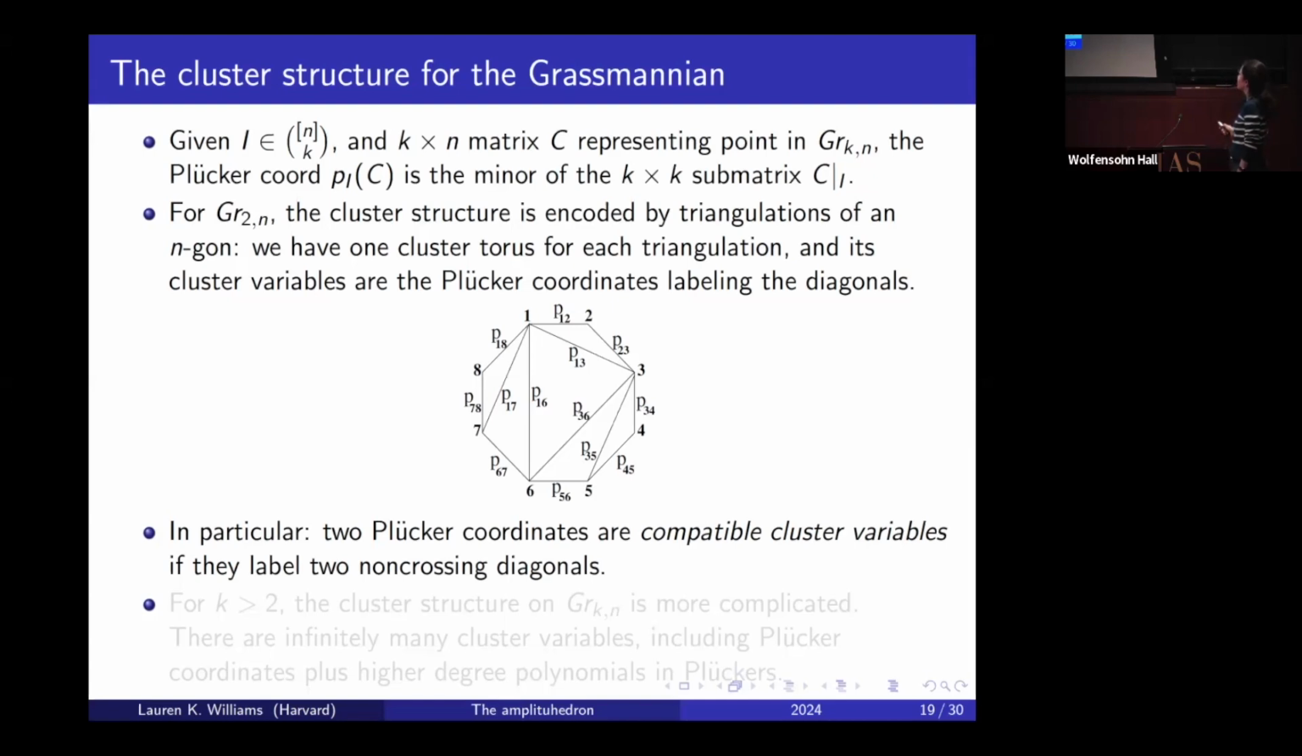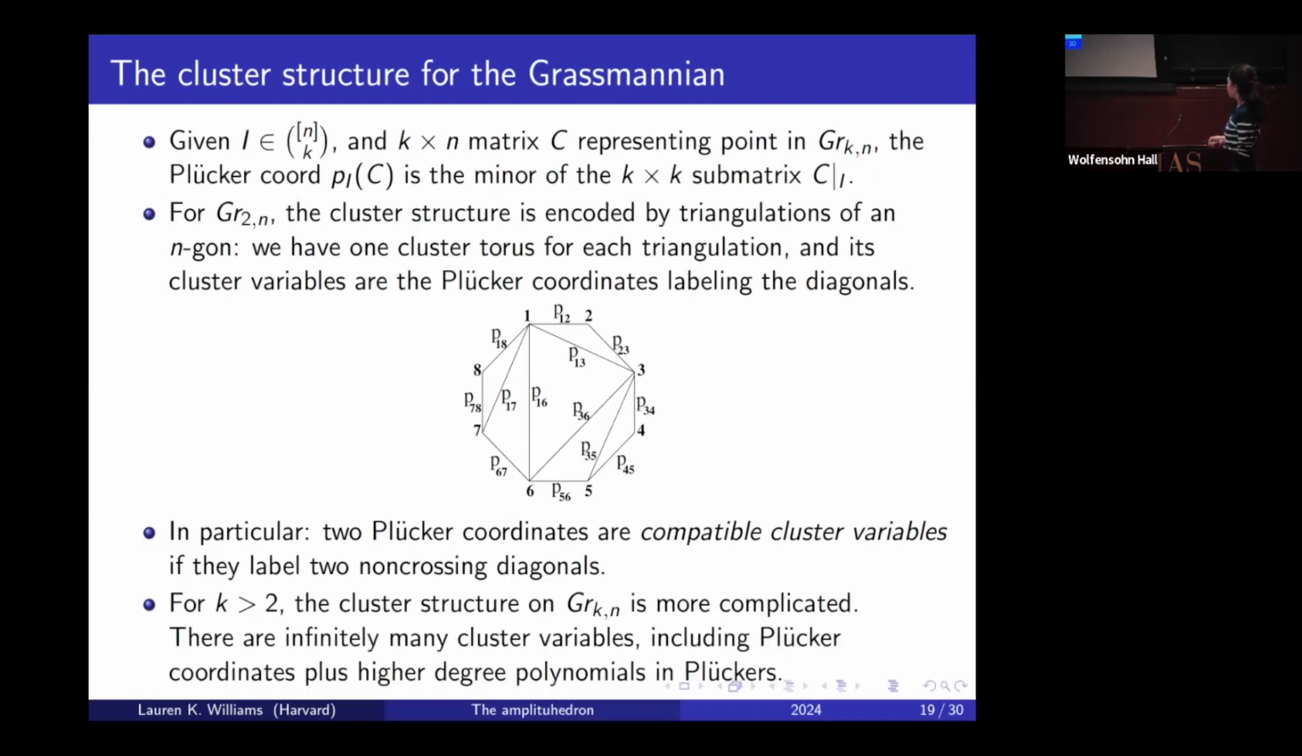Okay, so the picture for G(2,n) is very simple, but if k is bigger than 2, the cluster structure becomes incredibly complicated. There are infinitely many cluster variables in general. The cluster variables include all Plücker coordinates, but they also include high-degree polynomials in Plücker coordinates as well. And the cluster variables are just simply not understood in general.